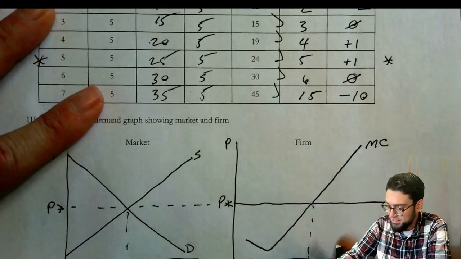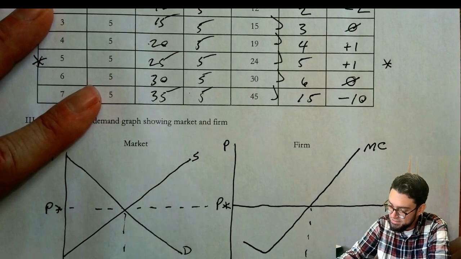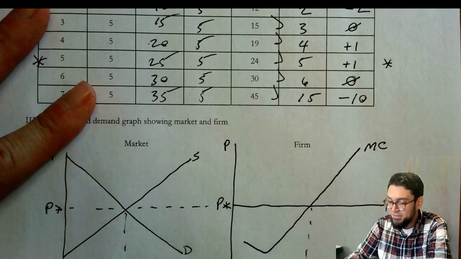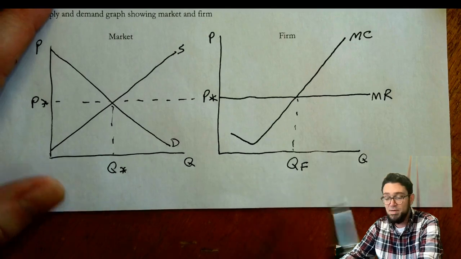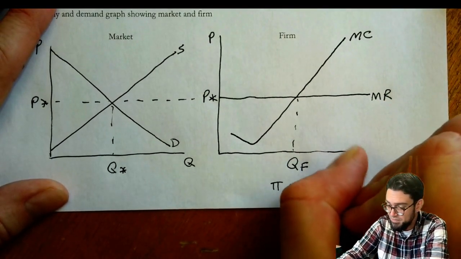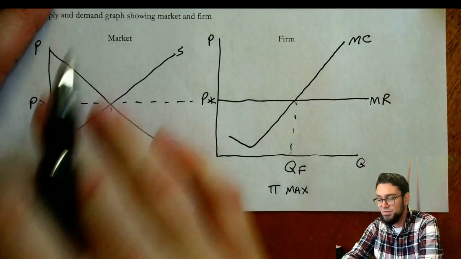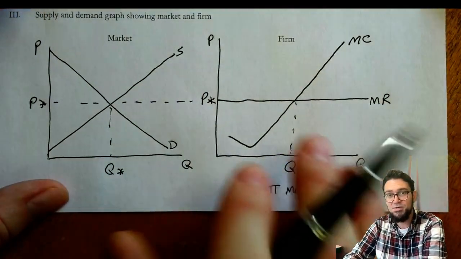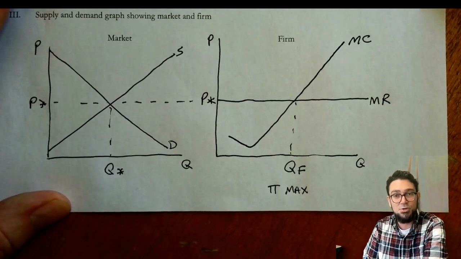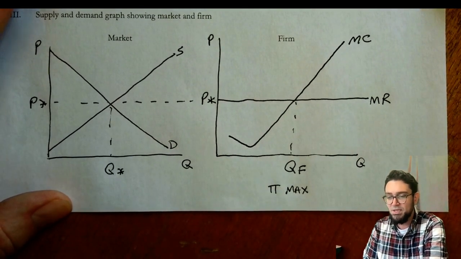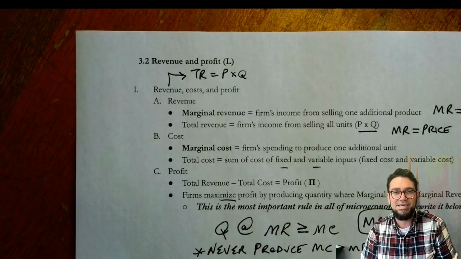And this quantity here, Q, is our QF. That's the number of units that this firm should produce, because that's actually the amount where they profit maximize, profit maximum. So this is kind of our very first toe dip into drawing firm graphs. In the next couple of units, the next couple of topics, we're going to learn a lot more about them, but that's where we're going to leave off with revenue and profit.